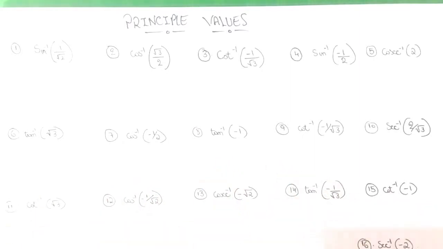In the Karnataka state board, there will be one question from this main section, which will be a fixed question. Moving on to the first question.